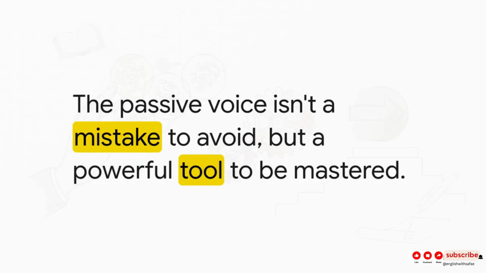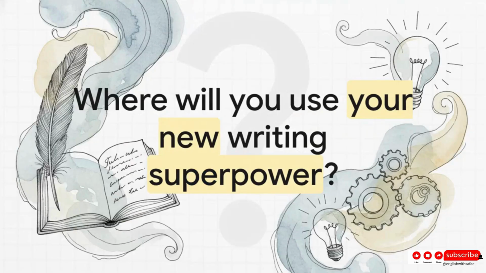So, here's the big takeaway. The passive voice is not a grammar error. It's not a sign of a bad writer. It is a strategic, powerful tool. And you know what? Just banning it completely is a rookie move. The mark of a truly great writer is knowing when to be direct and active and when to be thoughtful and passive. So the goal was never to just avoid a mistake. It's to master another tool in your toolkit. Now that you understand the real purpose and the real power behind the passive voice, the only question left is, where are you going to use your new writing superpower?